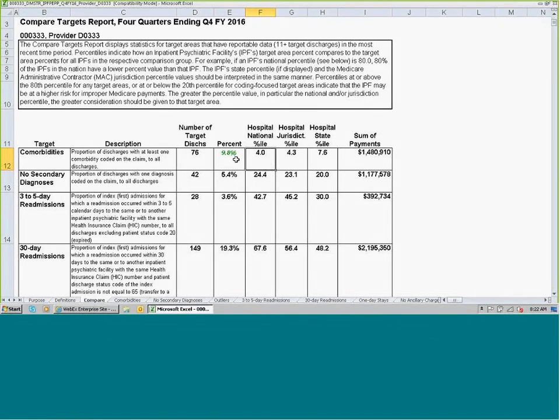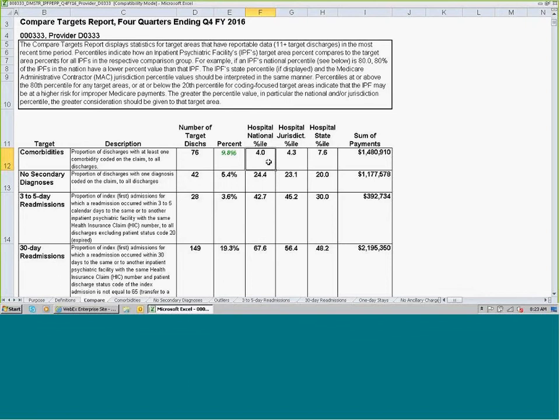We identify where your target area percent falls, and your percentile will tell you what percentage of IPFs have a lower target area percent. So for this target area, this IPF is at the 4.0 national percentile. That means that 4% of all IPFs in the nation have a lower target area percent than we do. So relatively speaking, our target area percent is really low compared to most IPFs. It's almost at the very bottom.